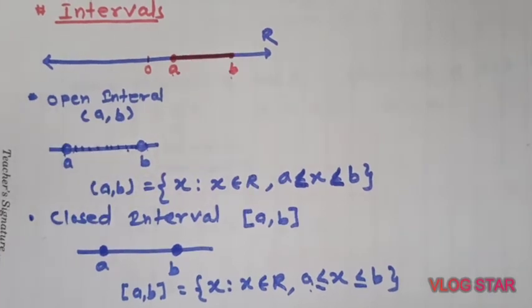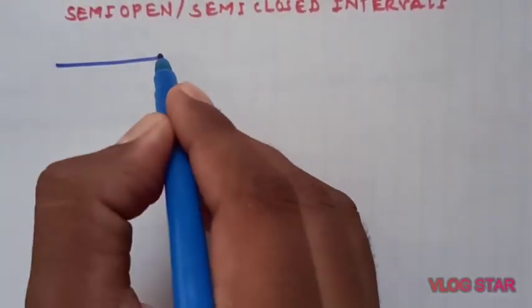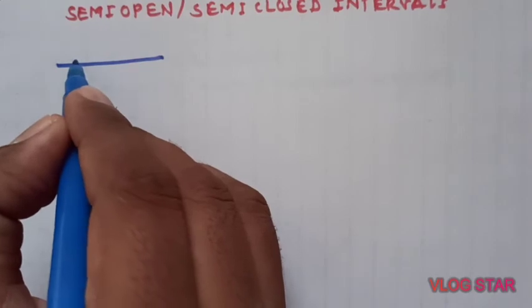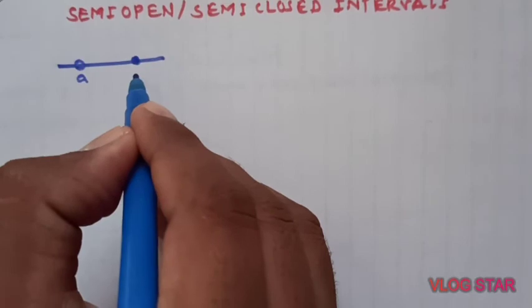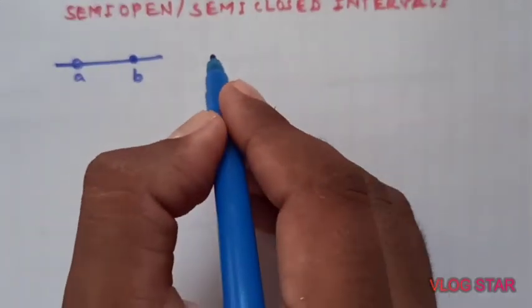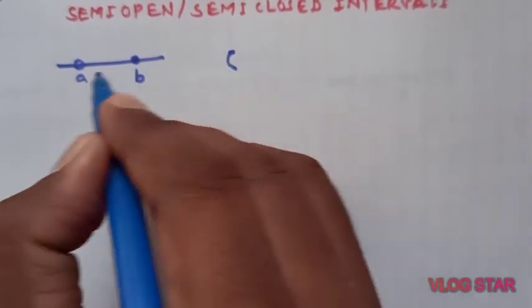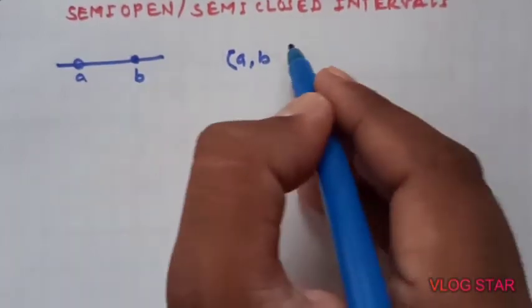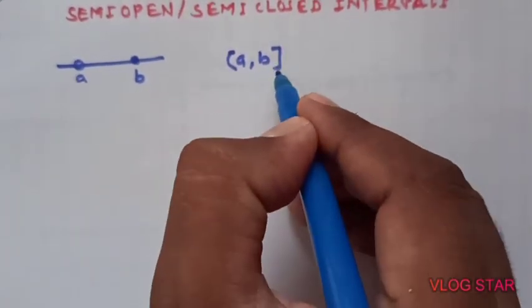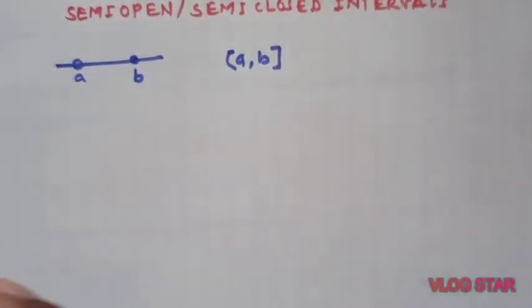Semi-open and semi-closed. What does semi-open and semi-closed mean? One end A is excluded and B is included. How to represent it? A is not a member, so open. Open means A is not a member, and B is included, so it is a member. Member means square bracket. So this is semi-open, or you can say semi-closed.